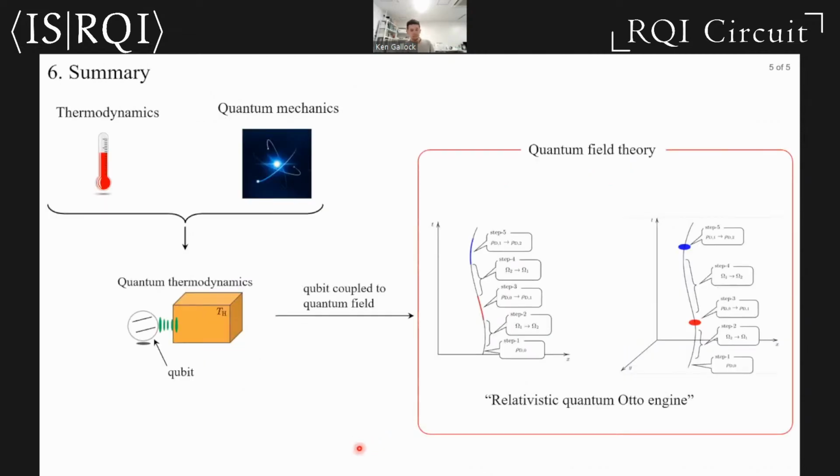So in summary, we considered quantum thermodynamics in the context of quantum field theory, and by assuming a very general setting, we show that we can have a very generalized version of the traditional quantum Otto engine, as well as a very ridiculous setting but very interesting results with instantaneous interaction. So thank you very much for listening.